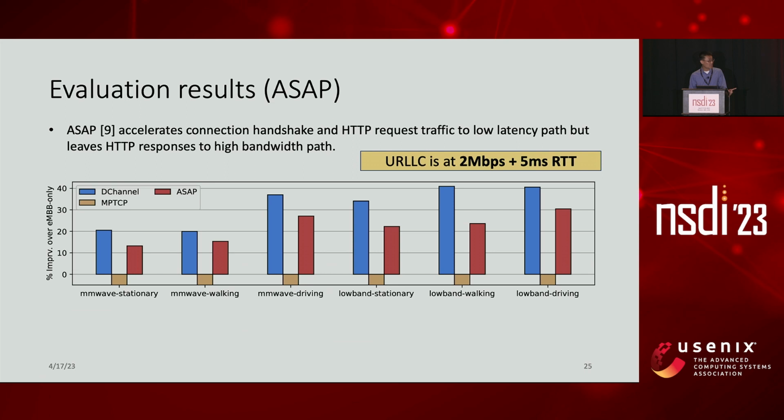And the next is a related work called ASAP. ASAP accelerates connections, handshakes, and HTTP request traffic to the low latency path, which is URLLC in this case, but leaves the HTTP response, because it is typically big, to the high bandwidth path. Based on the results that we got, DChannel managed to beat ASAP in every condition, because DChannel has a finer traffic steering granularity compared to ASAP, which only steers at the HTTP phase. And also ASAP is bound to HTTP traffic.